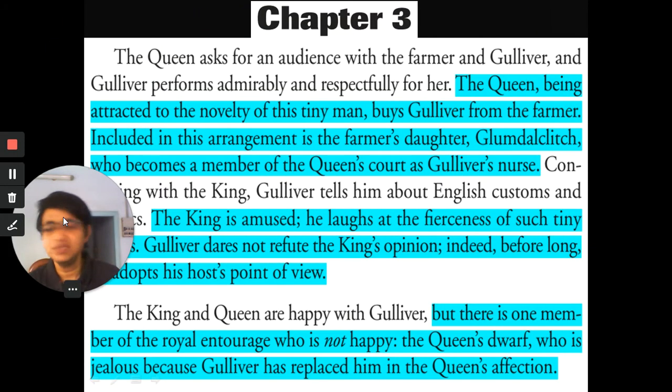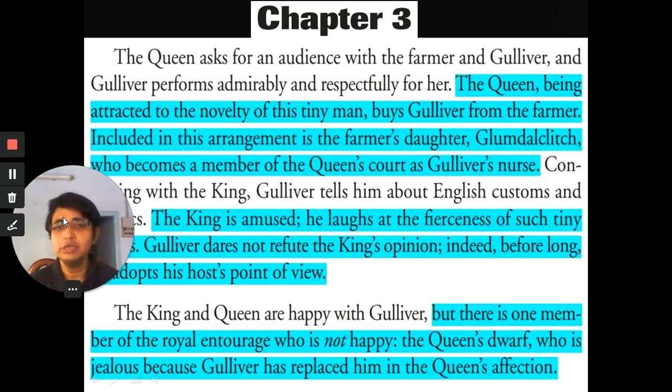Moving on to the next chapter, the Queen actually asks for an audience with the farmer and Gulliver performs admirably and respectfully for her. So here occurs the entrance of the Queen in this particular chapter. প্রথম রানী এই চ্যাপ্টারে ঢুকলো. আমরা জানি যে Gulliver's Travels এর মধ্যে the invasion and the inclusion of the imperial power, those in power, তাদের এন্ট্রান্স এই পার্টিকুলার সিচুয়েশন গুলোতে হচ্ছে বিভিন্ন সময় আমরা দেখতে পাবো.